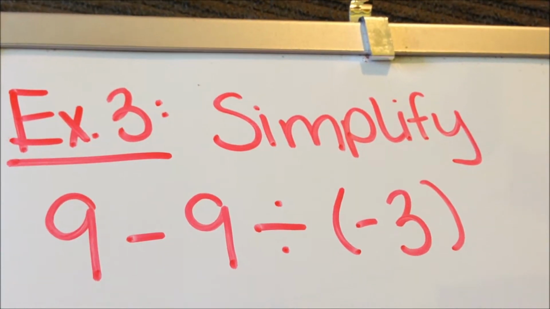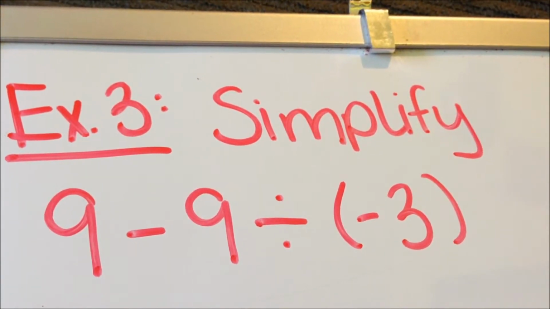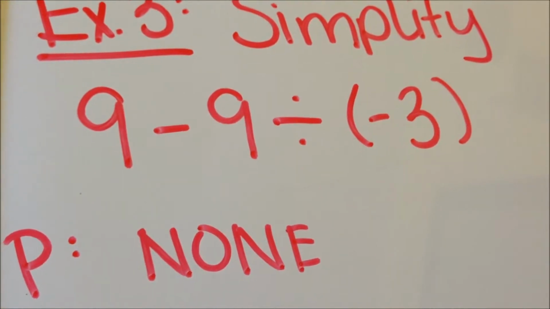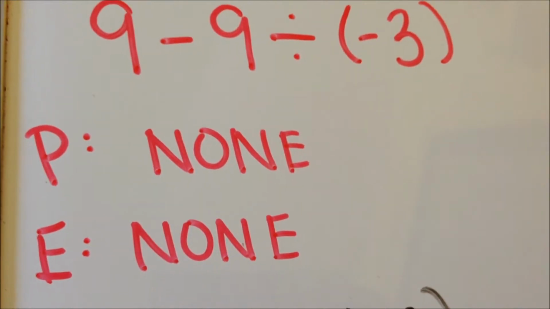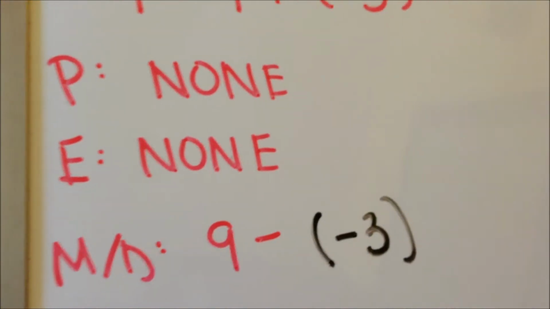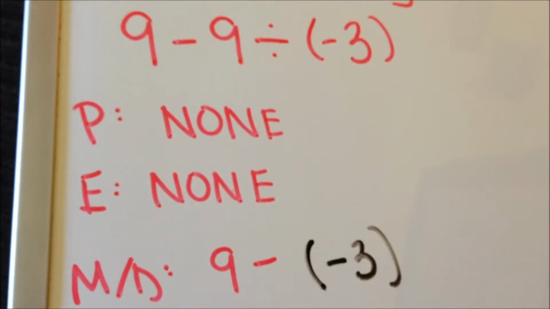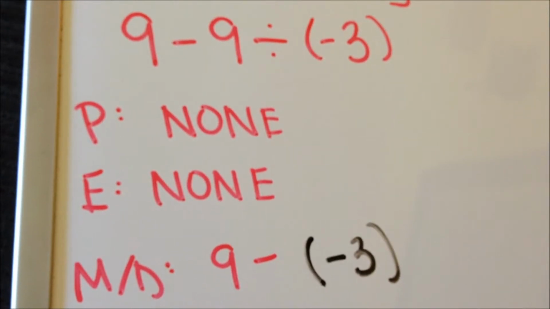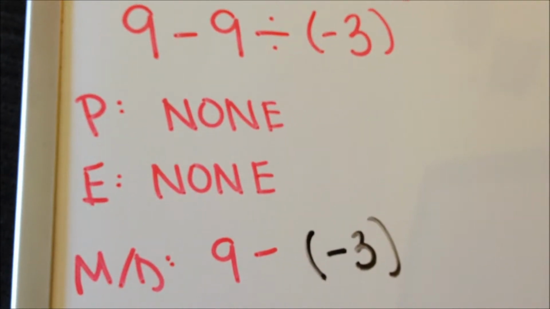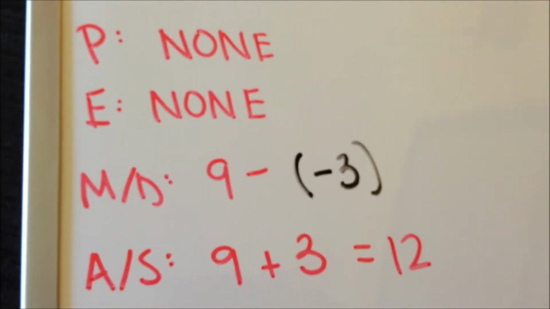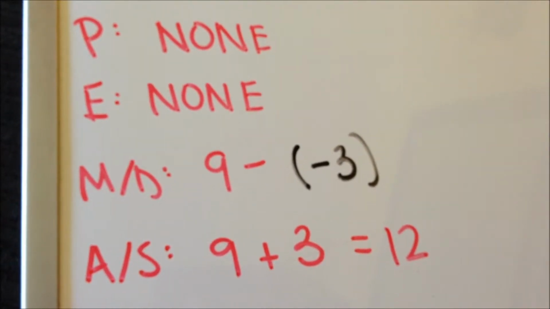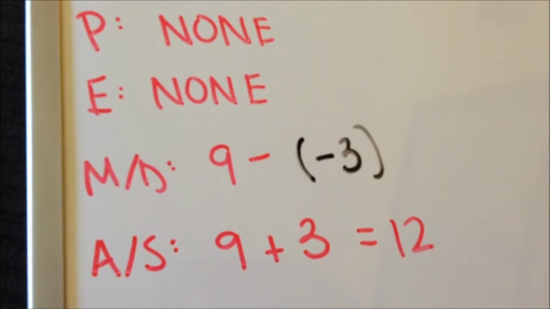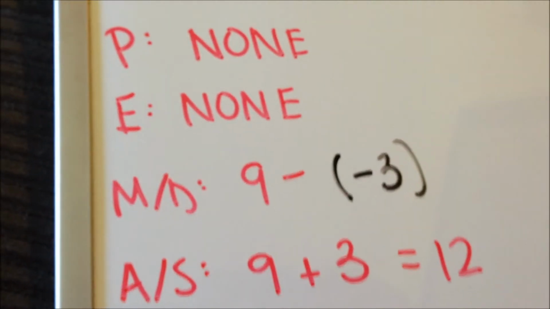Example 3. Simplify 9 minus 9 divided by negative 3. First step, do we have any parentheses to simplify? No. Next step, do we have any exponents to evaluate? No. Step 3, do we have any multiplication or division? Yes, we have a division. We have 9 divided by negative 3, which gives us negative 3. So at this point, we have 9 minus negative 3. Finally, addition and subtraction. Well, we have 9 minus negative 3, and minus a negative becomes a plus. So our final answer is 9 plus 3, which equals 12.